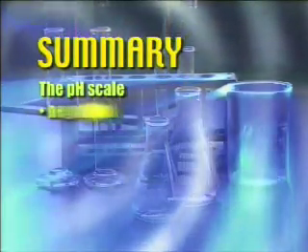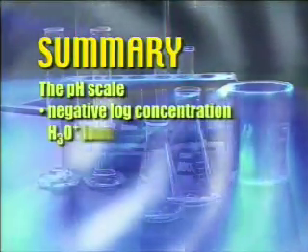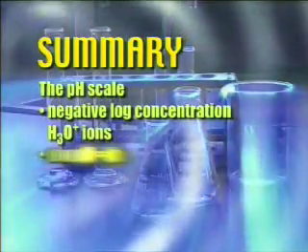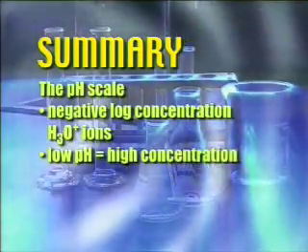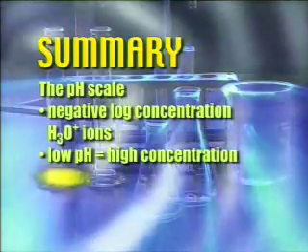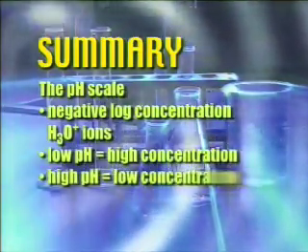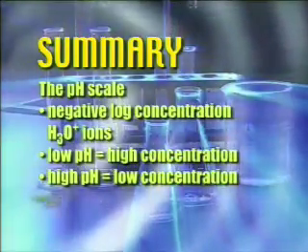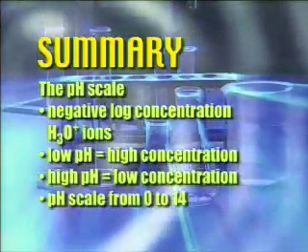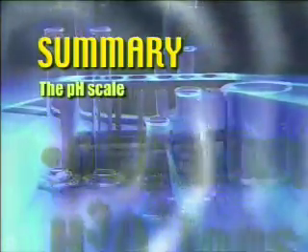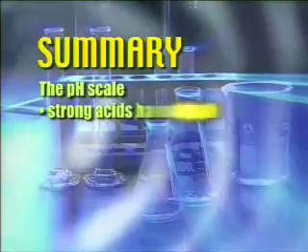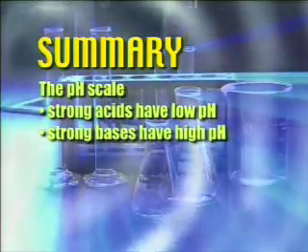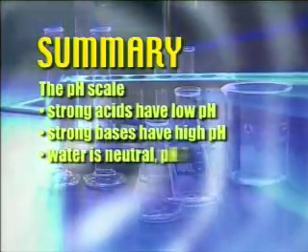pH refers to the negative logarithm of the concentration of H3O+ ions in a substance. A low pH means a high concentration of H3O+ ions. A high pH means a low concentration of H3O+ ions. The pH scale goes from 0 to 14. Strong acids have a low pH, and strong bases have a high pH. Water is neutral, with a pH of 7.